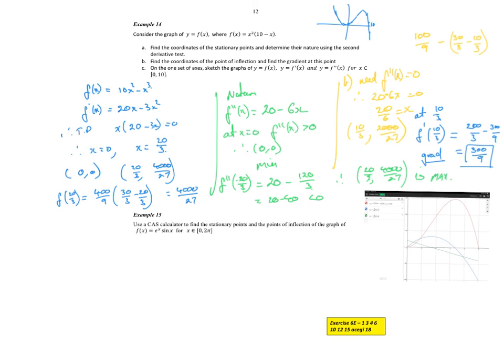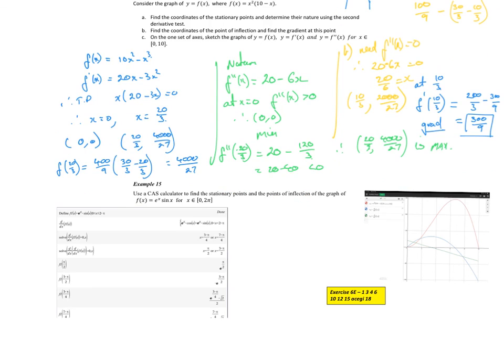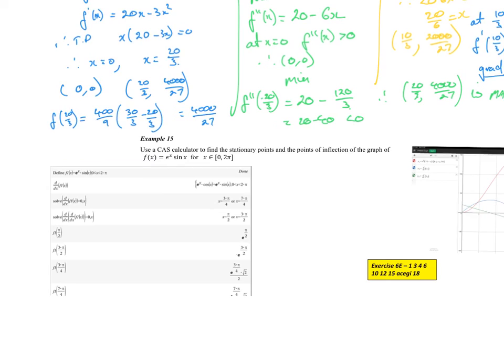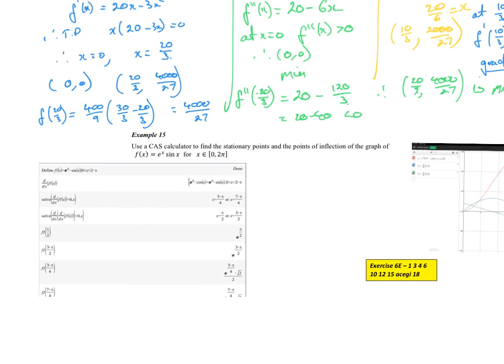Using a CAS calculator, find the stationary points and the points of inflection of the graph of e to the x sine x. So let's just do exactly what I've just done, is put those values into a CAS. And voila. Now we have all the key values that we need. We might just need to make it a bit bigger. Make it a smidgen bigger. So use the CAS, find the stationary points and the points of inflection.